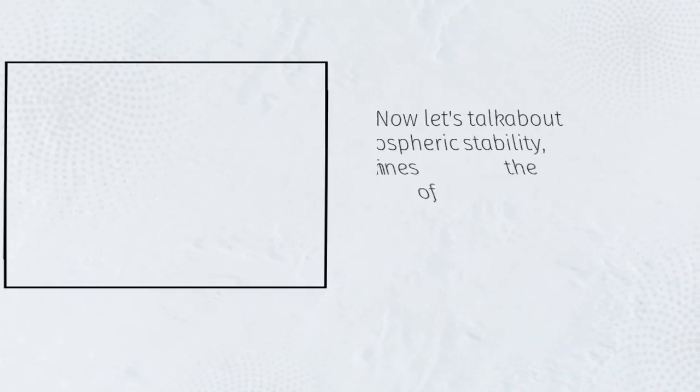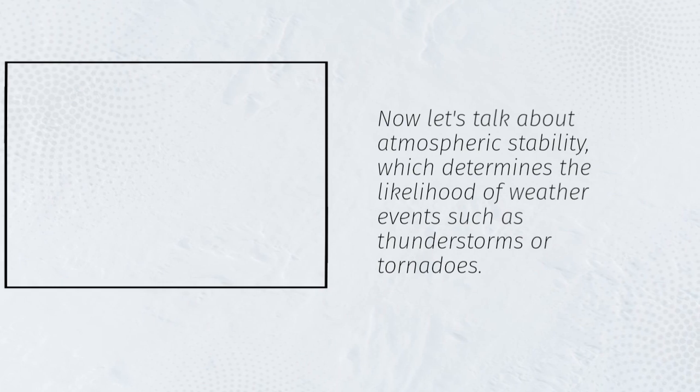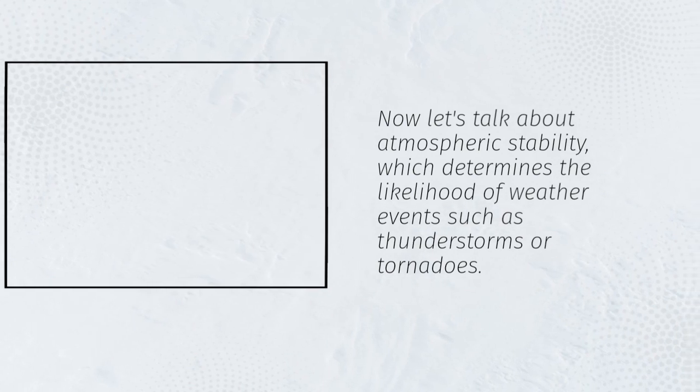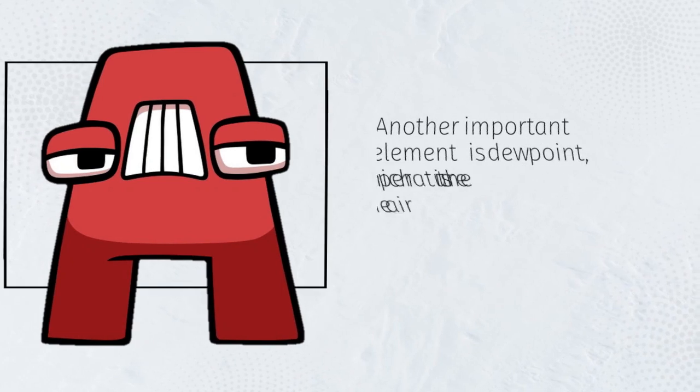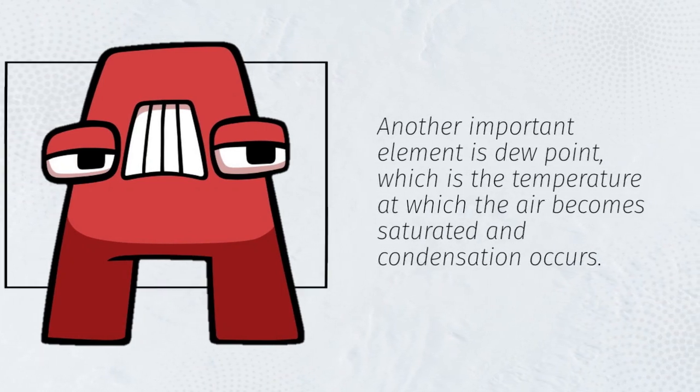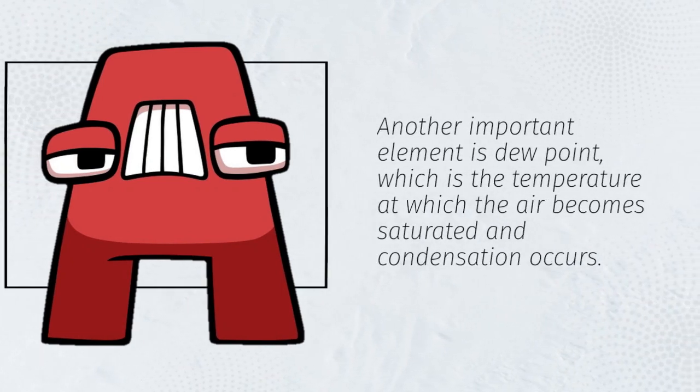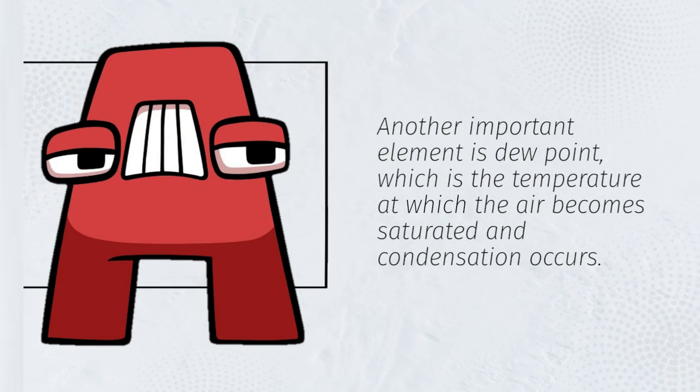Now let's talk about atmospheric stability, which determines the likelihood of weather events such as thunderstorms or tornadoes. Another important element is dew point, which is the temperature at which the air becomes saturated and condensation occurs.